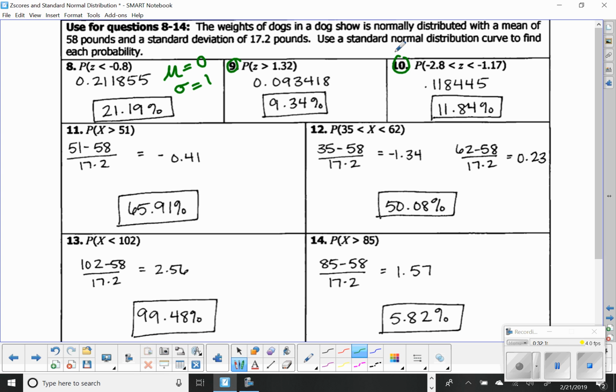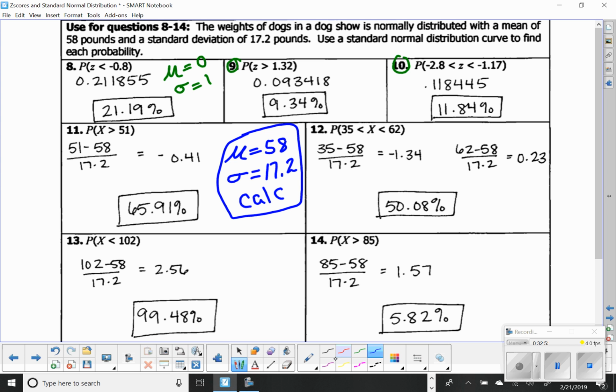When you got down to 11 through 14, you're working with the actual data. Now you're talking about the mean being 58, in this case pounds, and the standard deviation is 17.2 pounds. You're going to use that for all of these when you use the calculator.